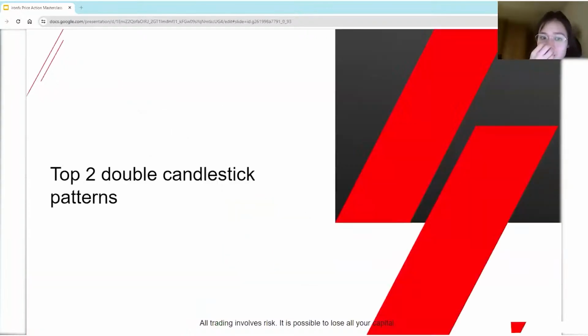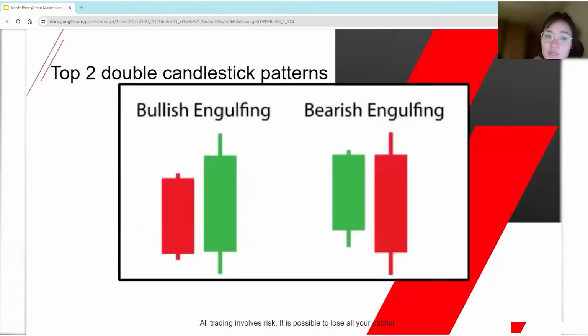Okay, next let's look at the top two double candlestick patterns. Okay, so here we have bullish engulfing and bearish engulfing. So again, like we mentioned earlier, we have the exact kind of same pattern, just that one is moving upwards and one is moving downwards, since it is bearish.